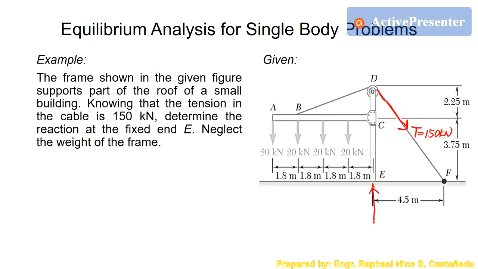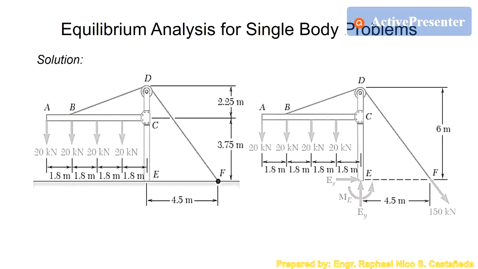Then we have the reaction, EY, EX, and couple at E. Or shall we say moment at E. So it will look like this. So we have the tension in the cable. We can use a slope here which is 6 and 4.5. So that is 3 and 4, because 4.5 over 6 is 3 over 4. Then that's it.